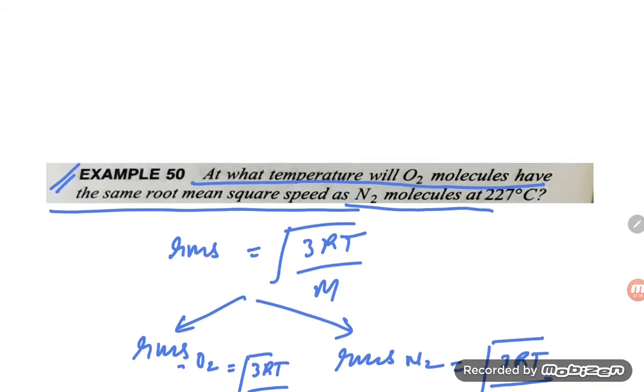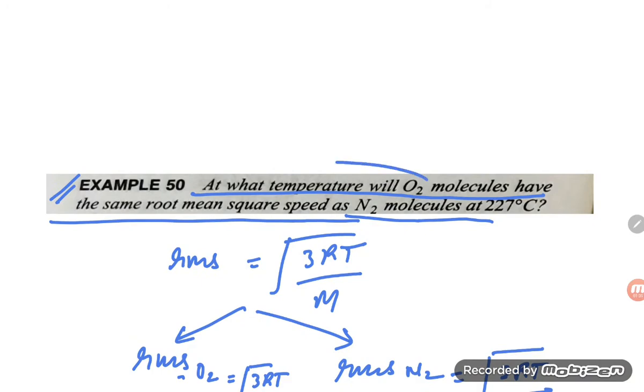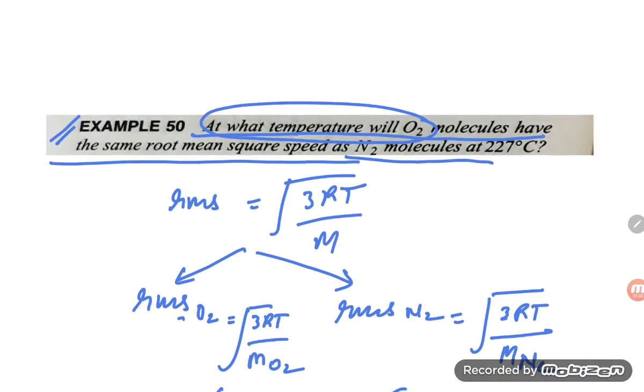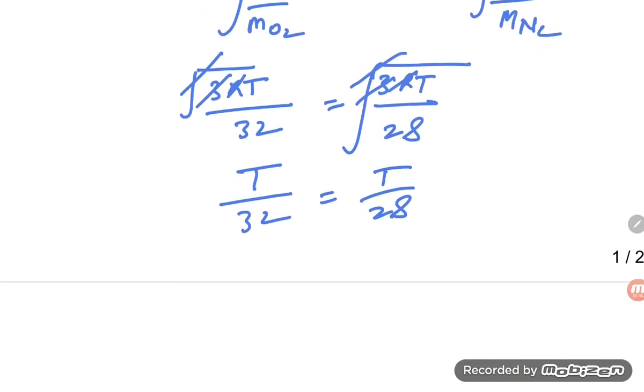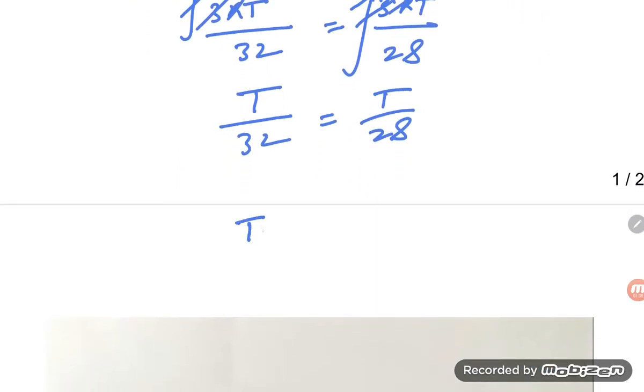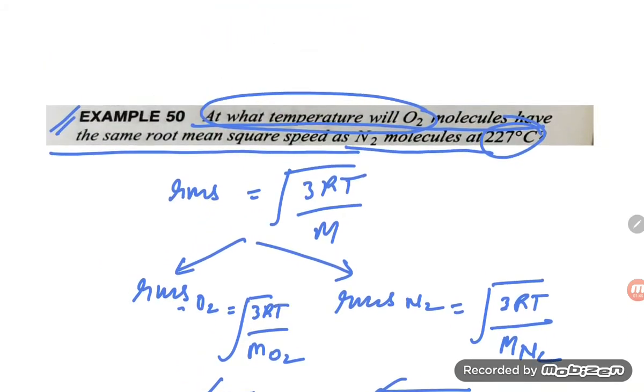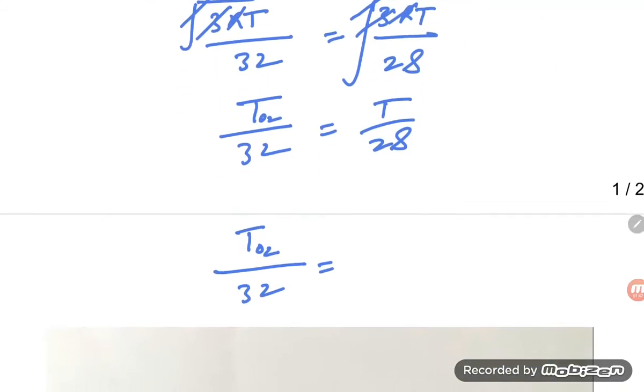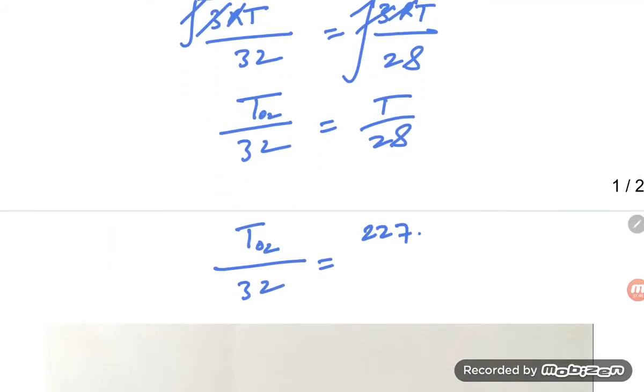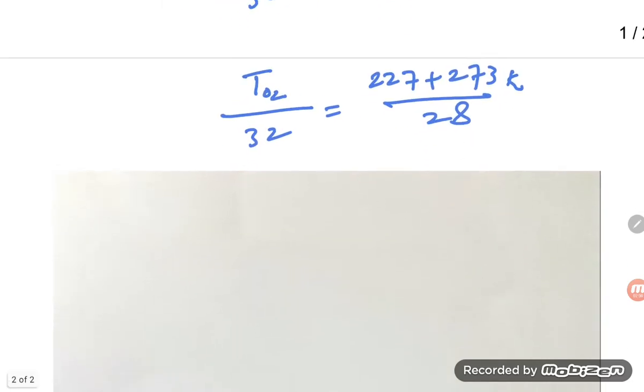Now see here, at what temperature will O2, for O2 they are asking, and 227 is given. So for O2 let it be T, this is the temperature for O2, upon 32 is equal to T. For the other they have given 227 plus 273 upon 28, because we are converting into Kelvin student.